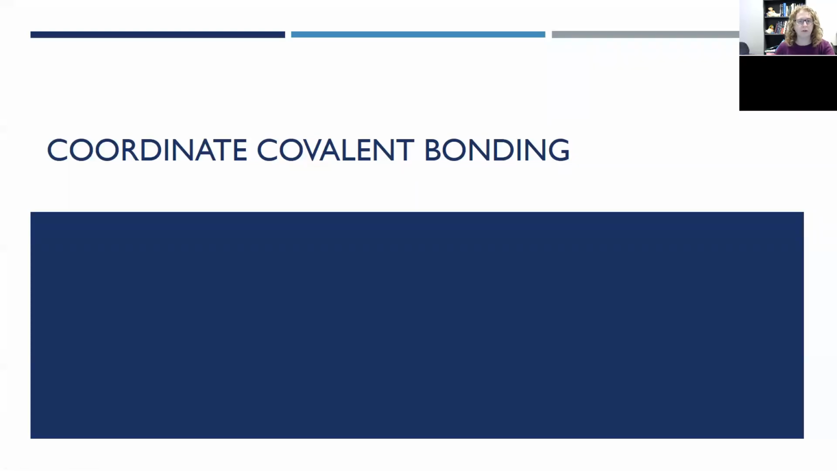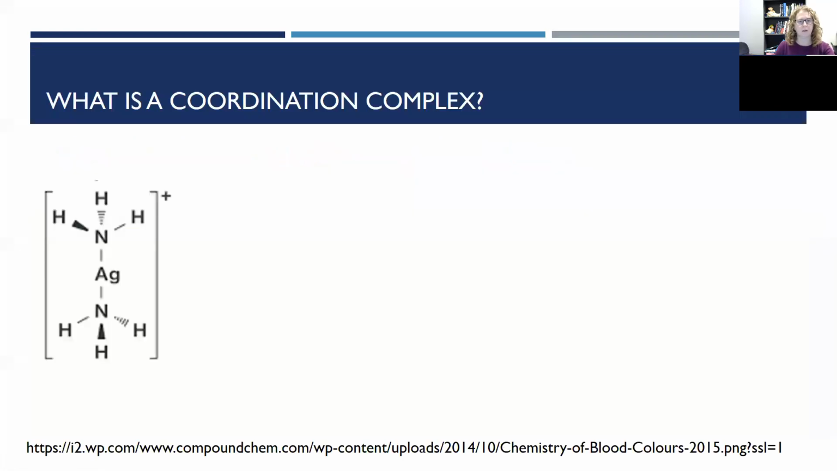In this video, we're going to take a look at a fourth type of bonding that's called coordinate covalent bonding. And it's a little bit different from some of the bonding types that we've looked at before, so we need to check it as a separate category. So first off, what is a coordination complex?